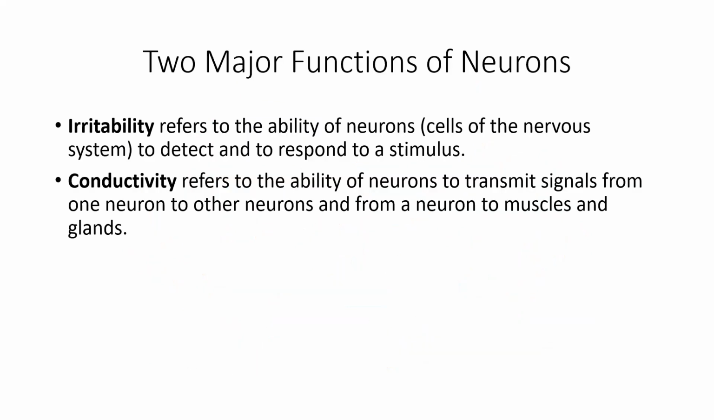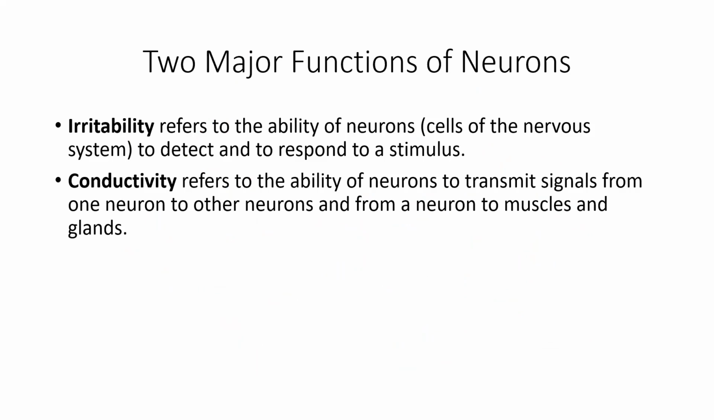Yeah. As for the 2 major functions of the neurons, I've already mentioned them in the beginning of the presentation. Now I'm going to give you the exact explanation. So the irritability refers to the ability of the neurons, cells of the nervous system, to detect and to respond to certain stimulus, right? And the conductivity refers to the ability of the neurons to transmit signals from one neuron to other neurons, and from a neuron to muscles and glands, and so on and so on.